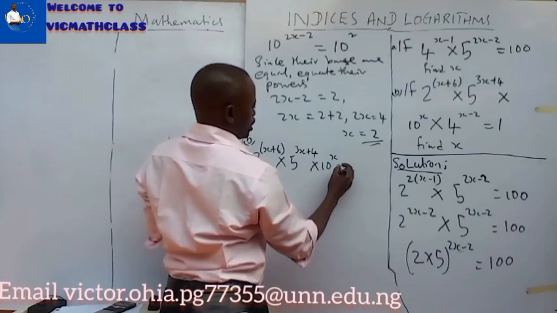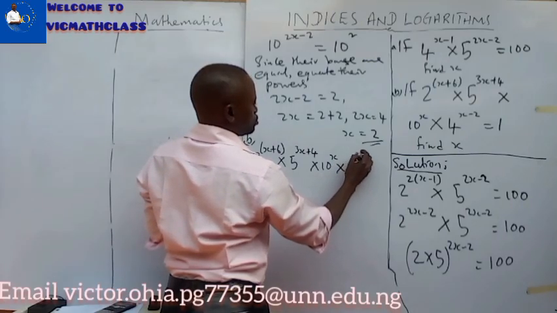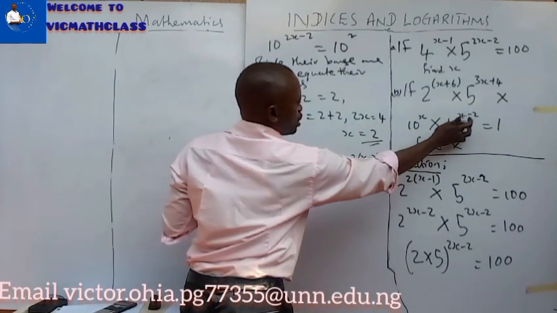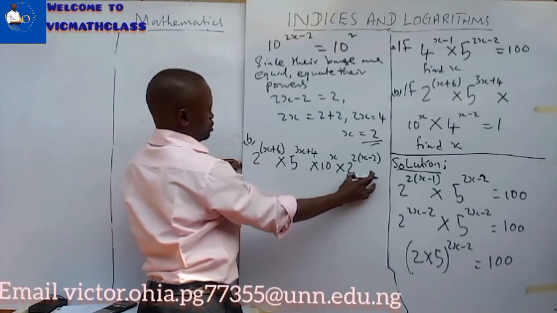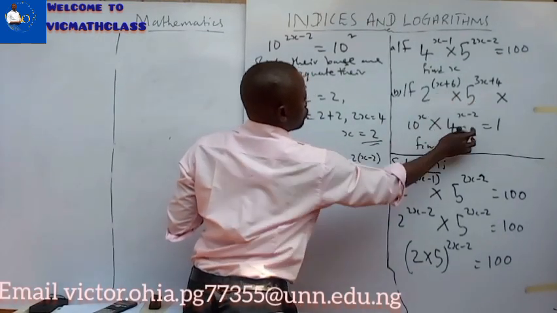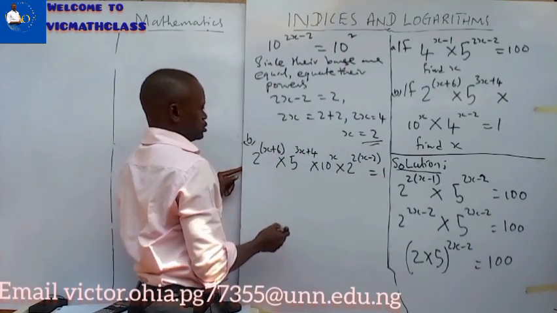Then here I'll write this as times 2 to the power 2 bracket x minus 2. You see how I did that now? This 4 raised to the power x minus 2, I rewrite it as this. We get that now. Think: 1, 2, 3, 4. The last one is equals to 1. I think that is very close.